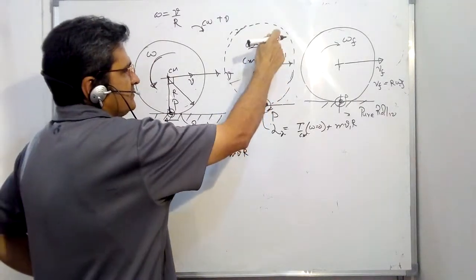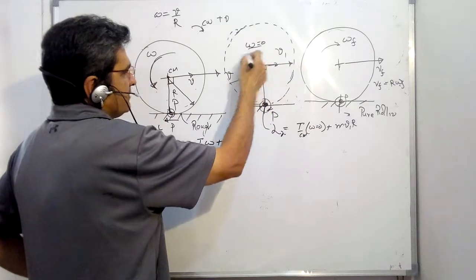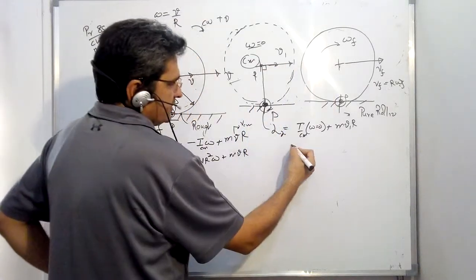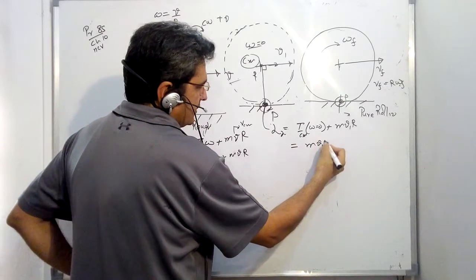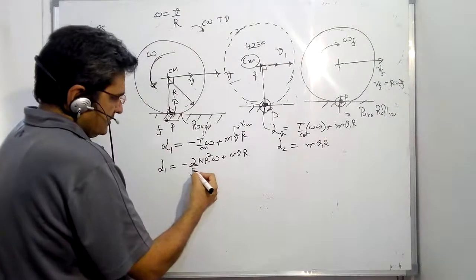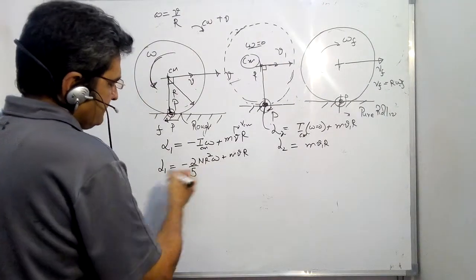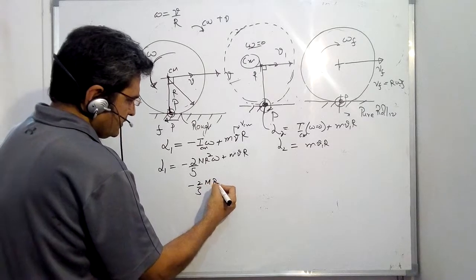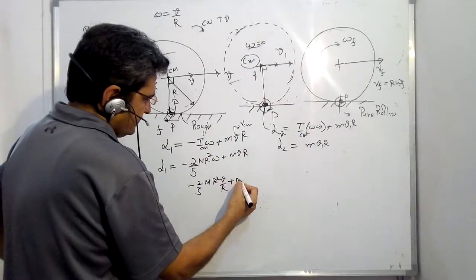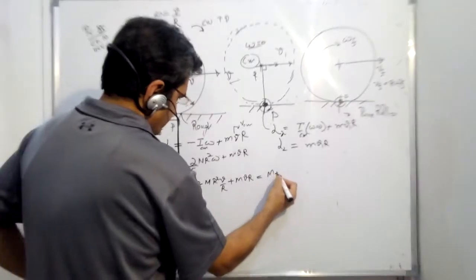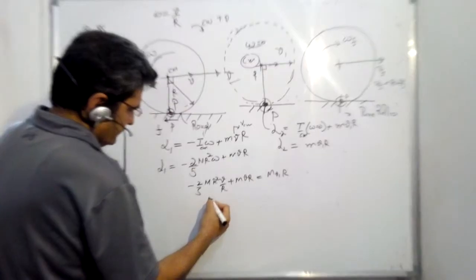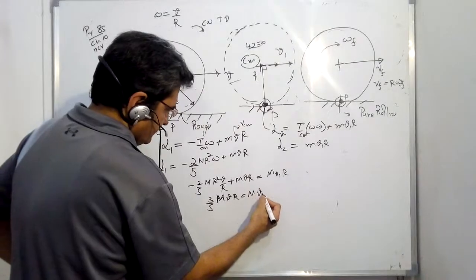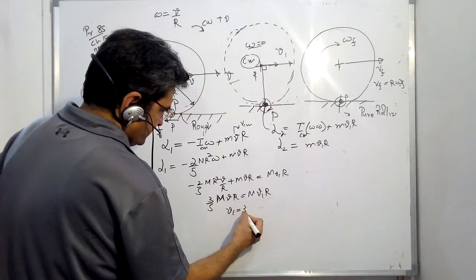So M, mass of the body, into velocity of the center of mass. Please remember the velocity here we have to take is the velocity of center of mass. So L2 would be, this is 0, M V1 R. Now L2 and L1 will be equal, so just equate and here replace the omega by V upon R, so you get minus 2 upon 5 M R square V upon R plus M V R is equal to M V1 R. Here you get 3 upon 5 M V R, this is capital M, is equal to M V1 R. So V1 becomes 3 upon 5 V.